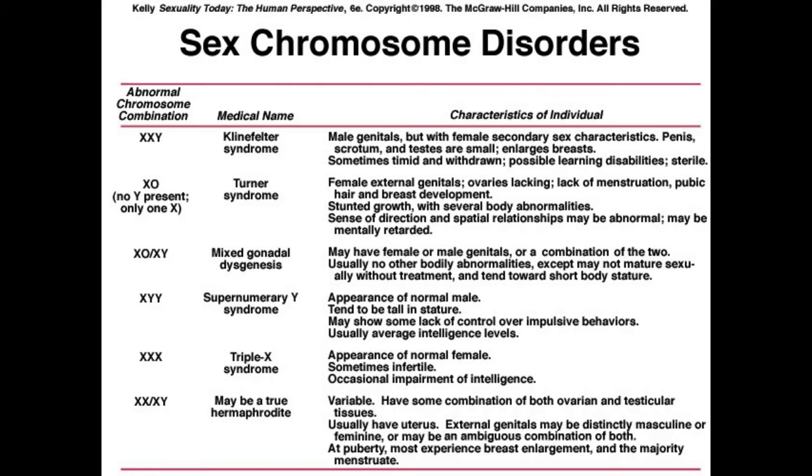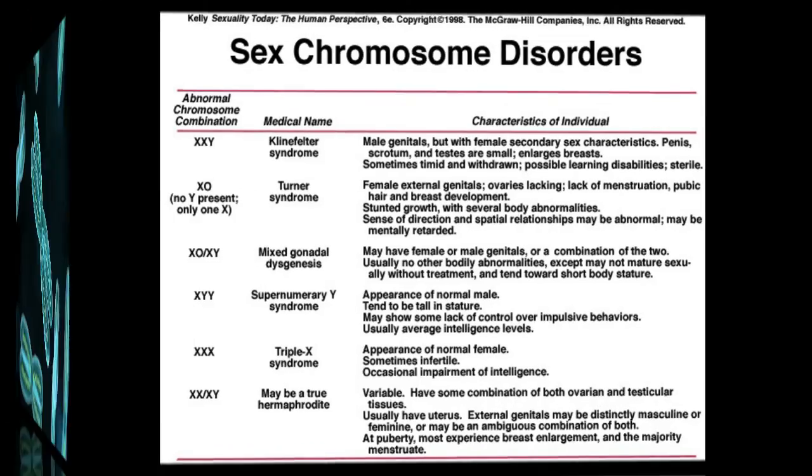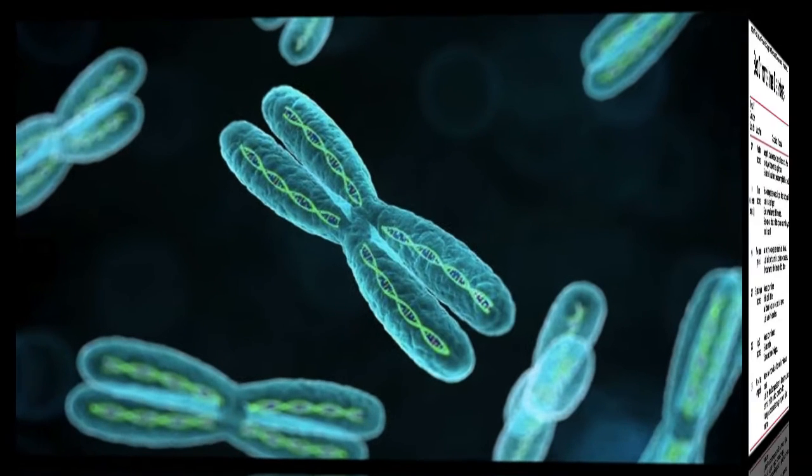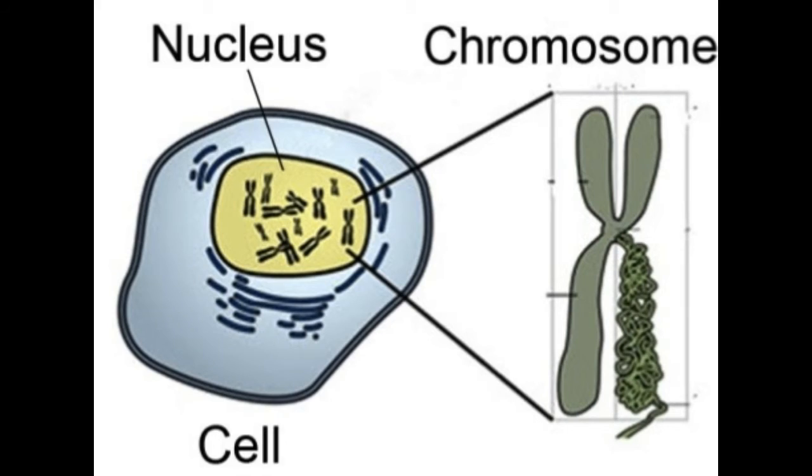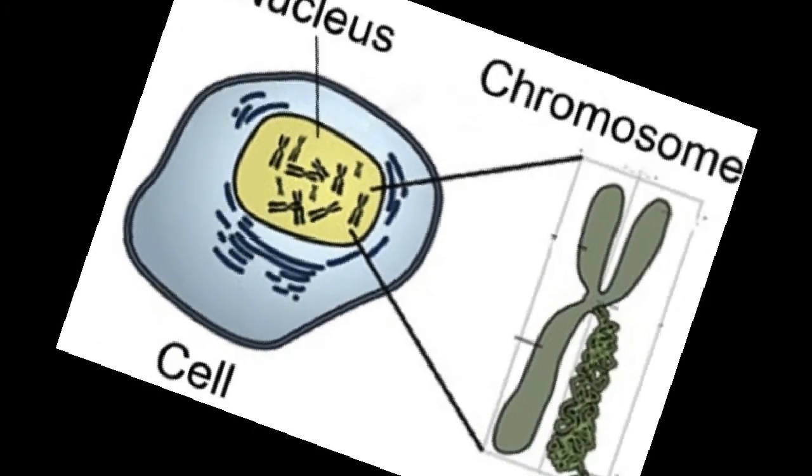And we can have some chromosomal anomalies related to your XY chromosomes, and they can give a variety of difficulties for children born with them. So let's start off by talking about the actual chromosomes in our bodies.